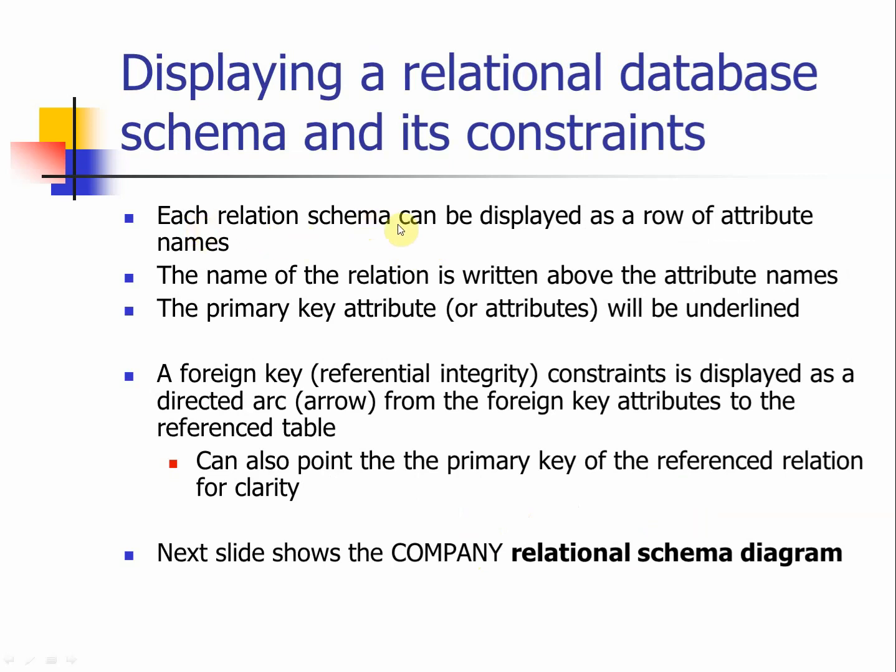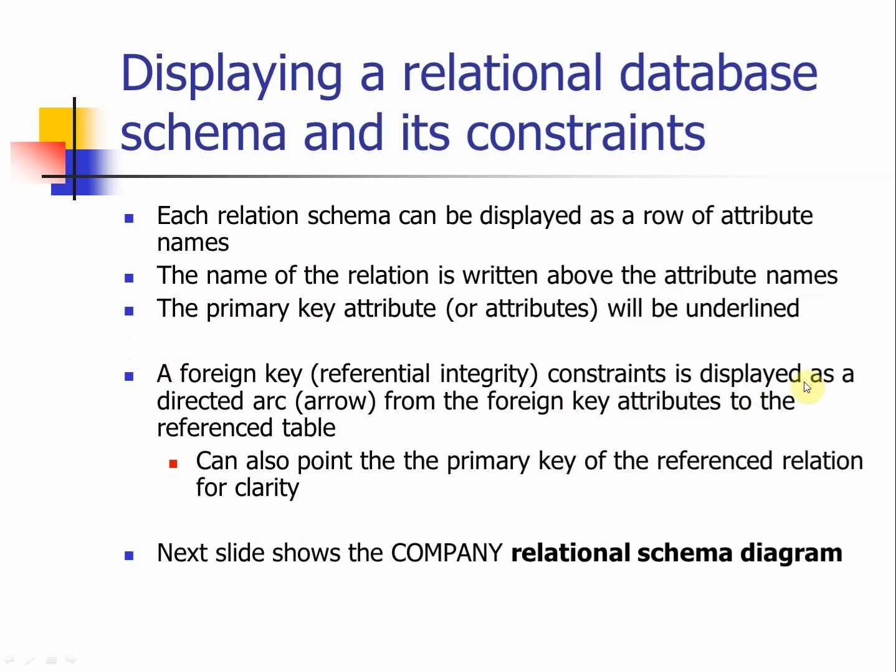So each relation schema displays the role of the attribute names. The name of the relation is written above the attribute name. The primary key is underlined. So we already see these 3 things in our relational schema diagram. Now, foreign key is the next important thing. Once we go through this one, we can create the complete relational schema diagram.